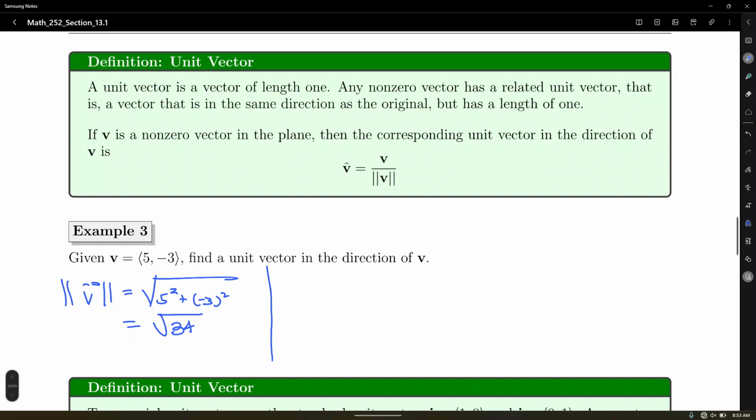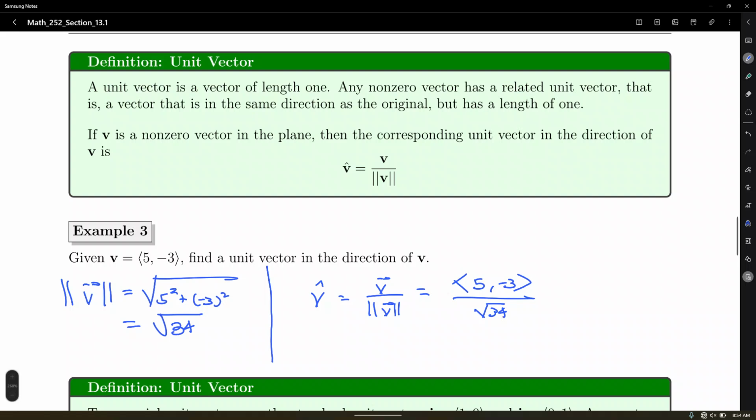Okay, so let's find a unit vector. By the way, notice this little hat at the top. This v, this little hat for v, indicates that this is going to be a unit vector. Okay, this little hat means unit vector. How do we get that? Well, again, by dividing the components of the vector by its magnitude. That is, the vector we're given, 5, -3, divided by the square root of 34. All we do is simply divide each component by that number.